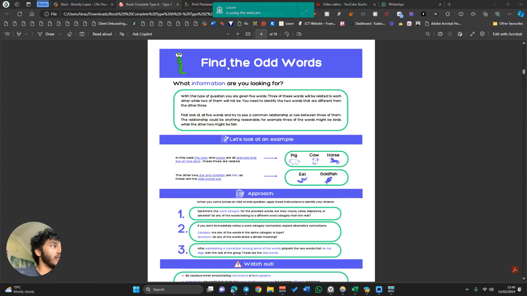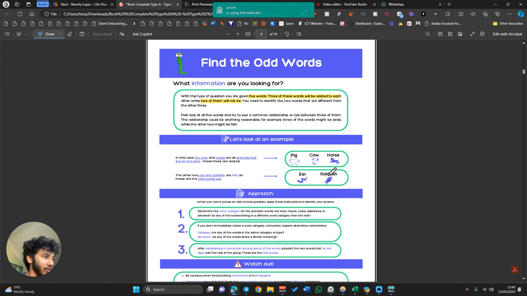Okay, so a find the odd words out question type. This will basically give you 5 words. And 3 of them will be related to each other, while 2 of them will not be. And that's pretty much all you need to know for this question type. It's pretty simple.